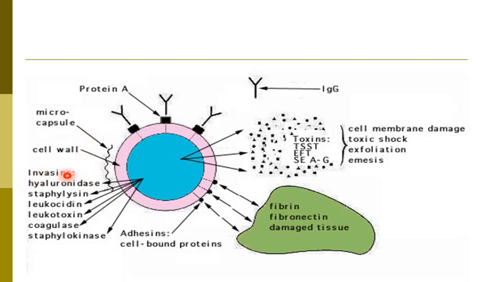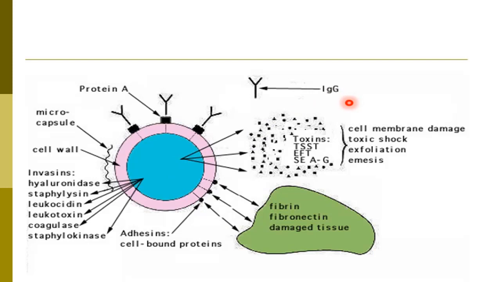While the invasins refer to the molecules which can invade deeply into the tissue of humans suffering from Staphylococcus aureus infection. Invasins include hyaluronidase, staphylolysins, leukocidin, leukotoxin, coagulase, staphylokinase, and adhesin cell-bound protein. All of these are invasins. About adhesins, they are the molecules responsible for adhesion. There's a difference between adhesins and adhesion. Adhesion is the whole process. Adhesion, attachment, adherence, all of them are correct. Adhesins are the molecules responsible for adhesion. Also, I have here fibronectin in damaged tissue.